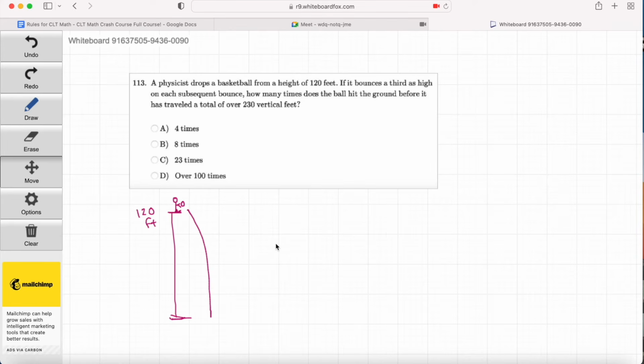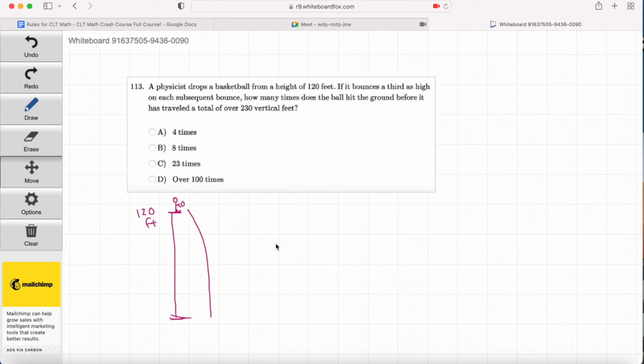But the question says, how many times does the ball hit the ground before it's traveled a total of 230 vertical feet? Okay. Well, let's stop for a minute and think about what that means. Once it hits the ground right here at this point, how many vertical feet has it traveled? 120. It's traveled 120 vertical feet at this point. Right? We're not worried about how much it's moved sideways, but it's traveled 120 vertical feet at this point. Does that make sense? Yes. Okay. I think we're starting to think about the question the right way now.